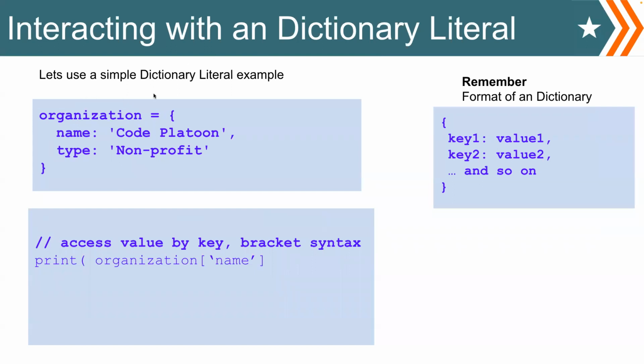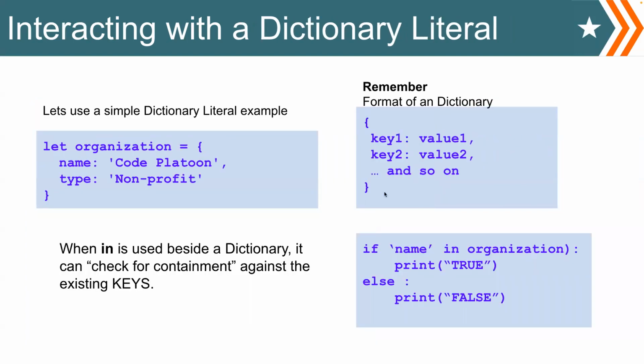So let's use a simple dictionary literal. We have the organization. We have these values, and let's say we just want to access a specific element in here. We want to do that through square brackets. So let's say I want to do print organization, square brackets name. And what this would actually print out would be, well, an error, because this does not have a closing parenthesis. But if it did have a closing parenthesis, it would print out Code Platoon.